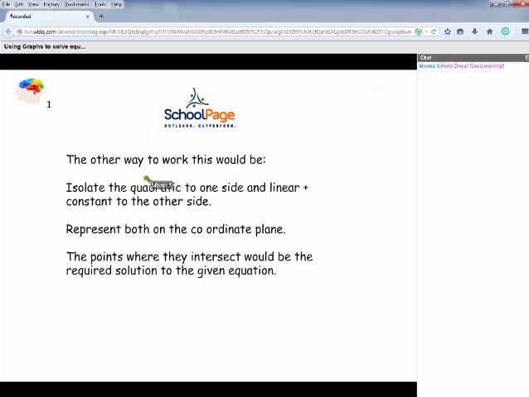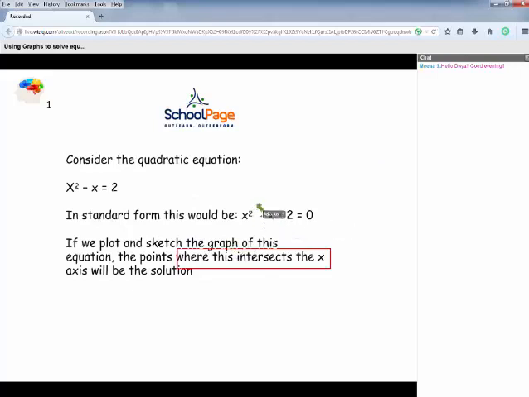Look here, the other way to look at this would be to isolate the quadratic to one side and the linear to the other side. When you isolate it, you keep only x squared on one side. Why are we isolating? Because drawing y equal to x squared is much easier than drawing y equal to x squared minus x minus 2. So we have x squared on one side and push these two to the other side. What will happen to this equation? x squared equals x plus 2. Very good. x squared equals x plus 2.